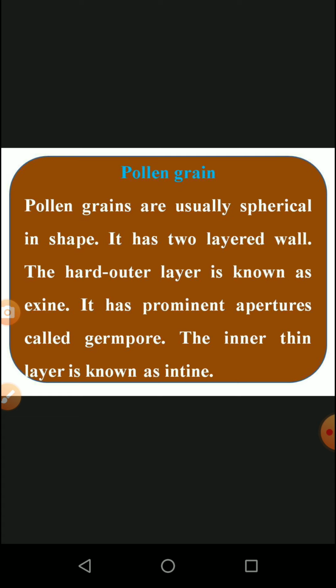Underline the word. This is a one mark question. It has a two-layered wall, an outer wall and an inner wall. The hard outer layer is known as the exine. It is a very hard wall and cannot be easily degraded. It has a prominent aperture called the germ pore. They consist of some minute openings, called germ pores. The inner thin layer is called the intine. It is soft and flexible in nature.